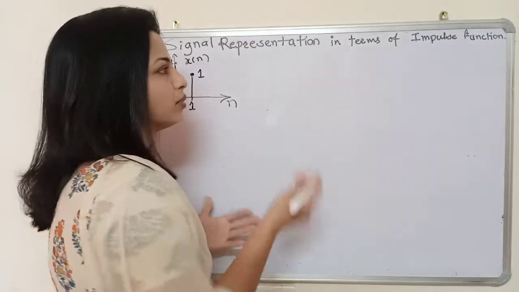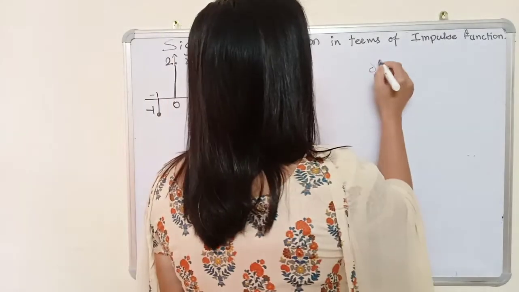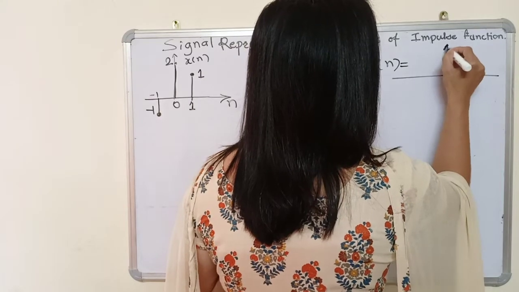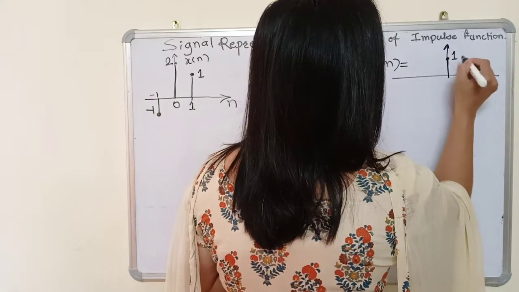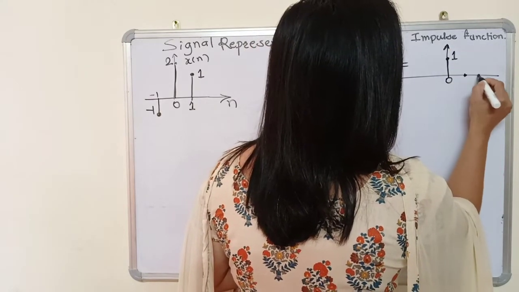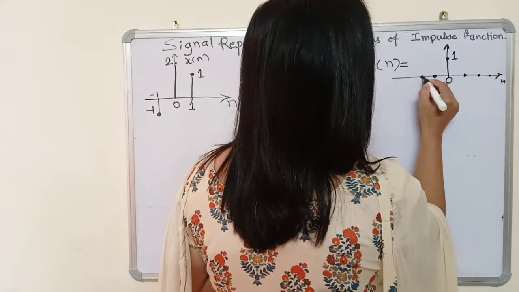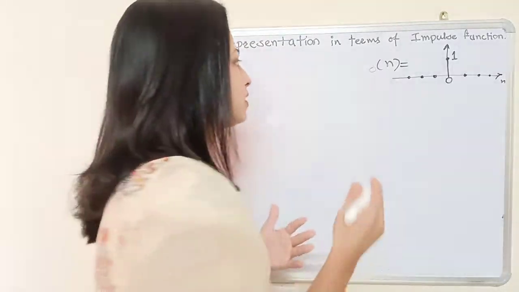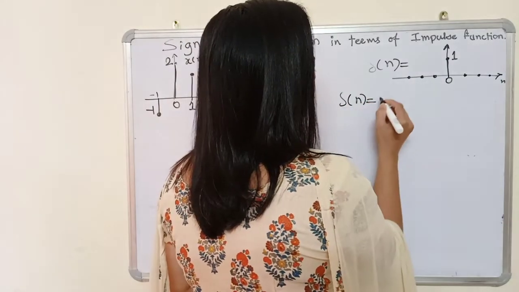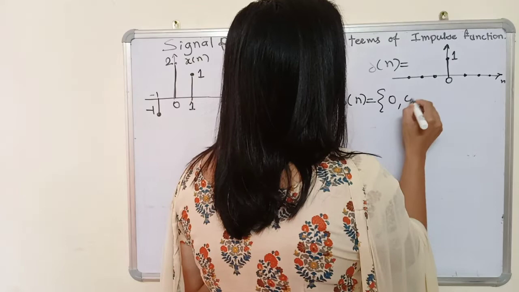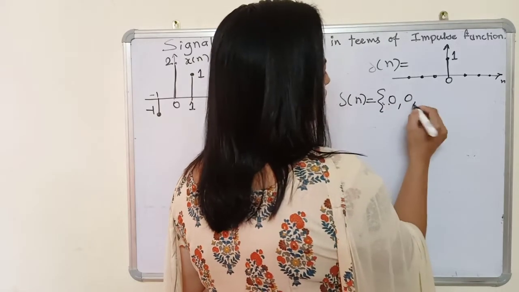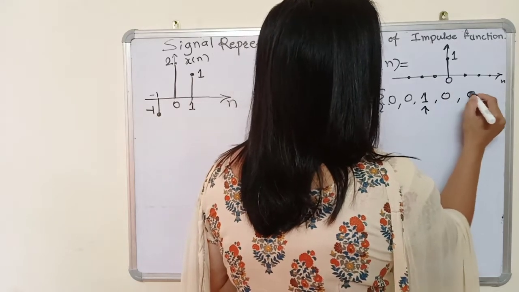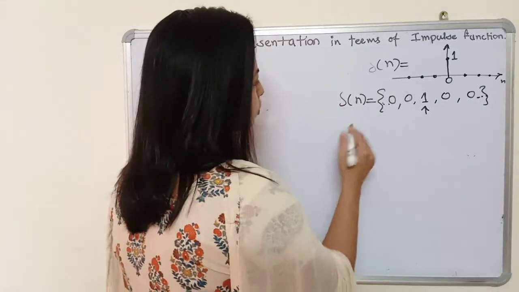So I can represent it in terms of del of n. Why del of n? Del of n is a signal like this. Its amplitude is 1 at 0, and otherwise its amplitude is 0. So del of n is a very basic signal. You can represent del of n like this: many zeros on this side, 1 at the 0 position, and then so many zeros on that side.